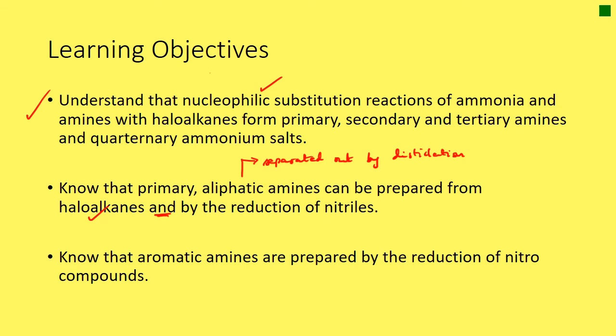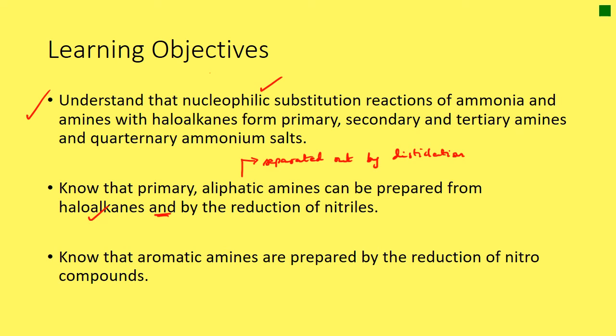Okay, just quickly, we're going to have a look back at our learning objectives, see what we've done and what we've still got to do. And our first learning objective was this convoluted learning objective. So we understand nucleophilic substitution reactions. So we've gone through that reaction mechanism, the nucleophilic substitution reaction mechanism. And we've done that with ammonia and amines with haloalkanes. And we've formed or made all of primary, secondary, tertiary and quaternary ammonium salts. So we have now done that.